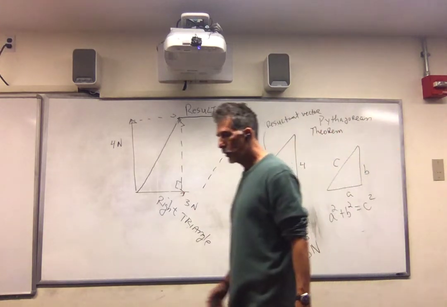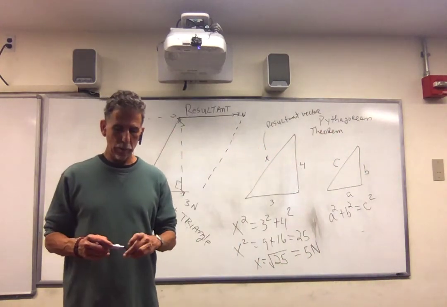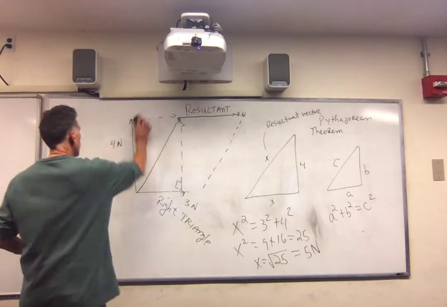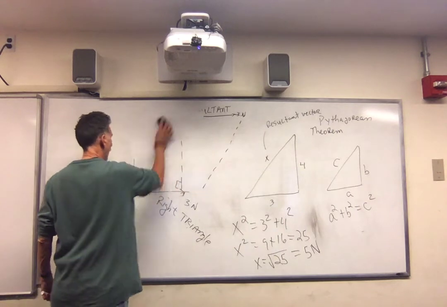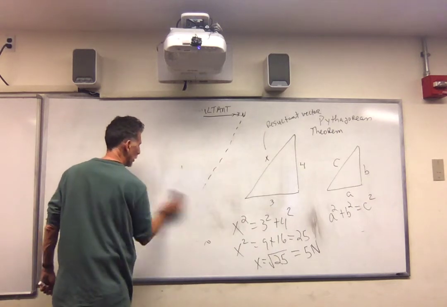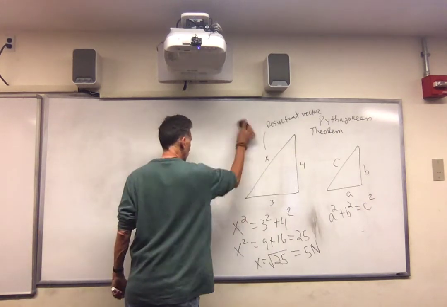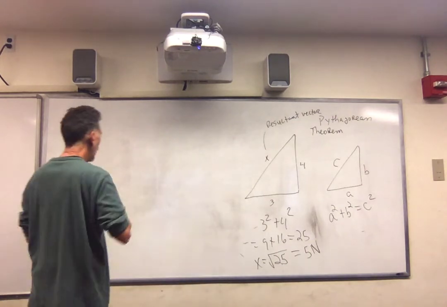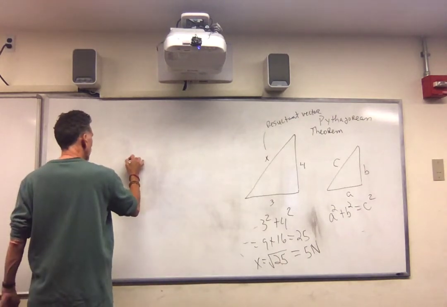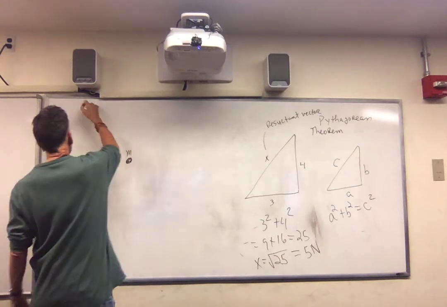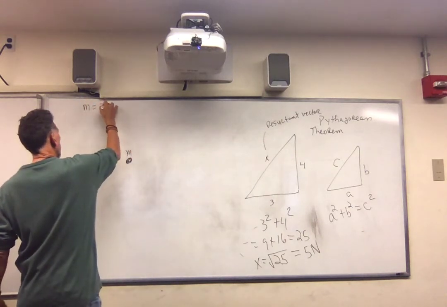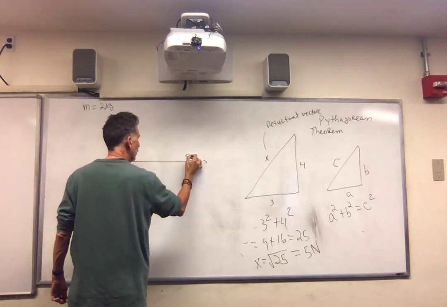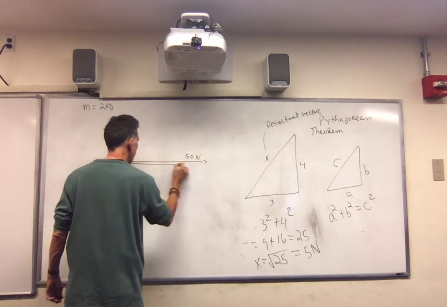So we'll be doing problems with the Pythagorean theorem. Let me show you one worked problem here. Watch. I have an object of mass m, m equals 2 kilograms. I have a force of 50 newtons, and I have a force of 30 newtons.